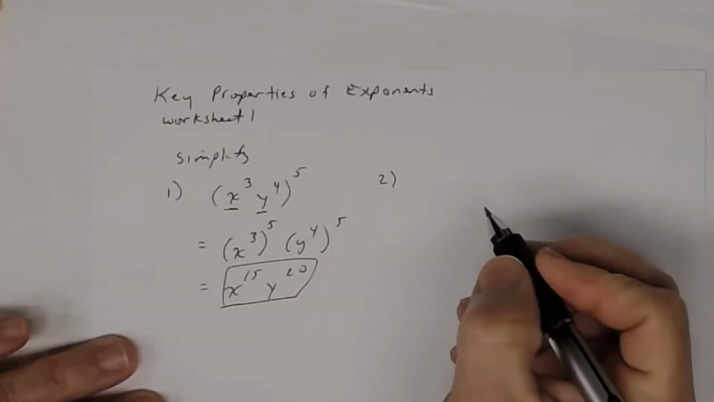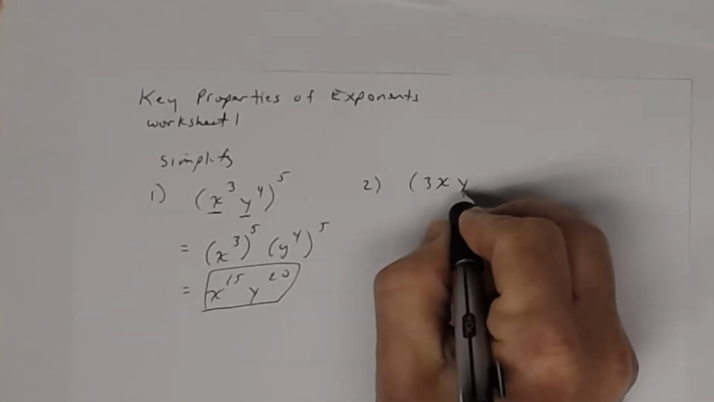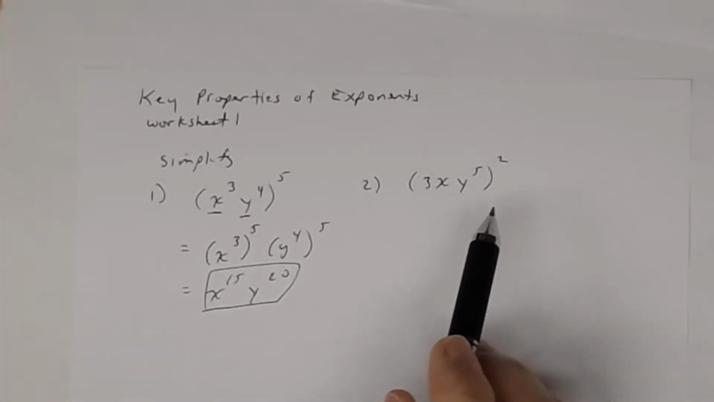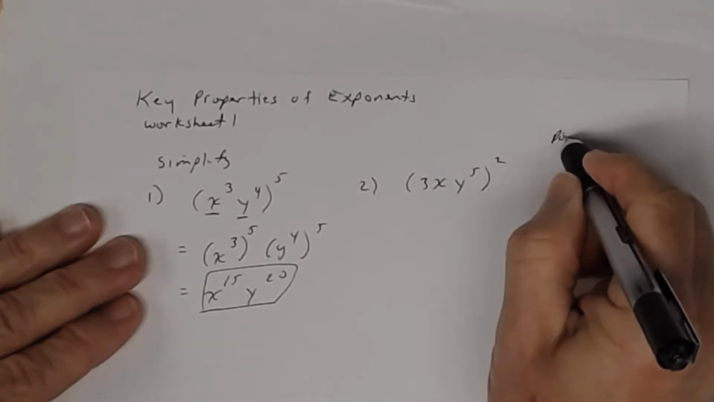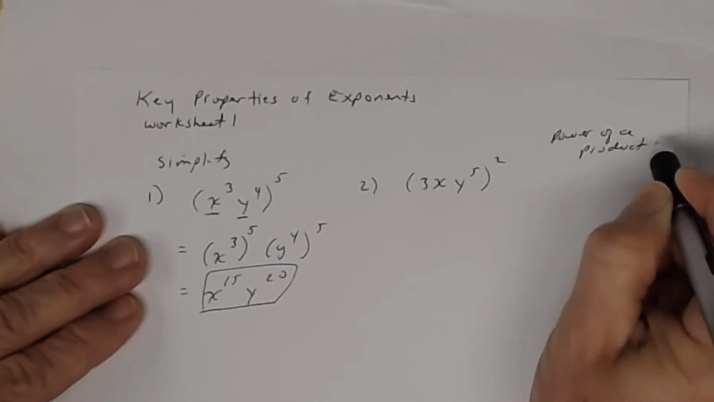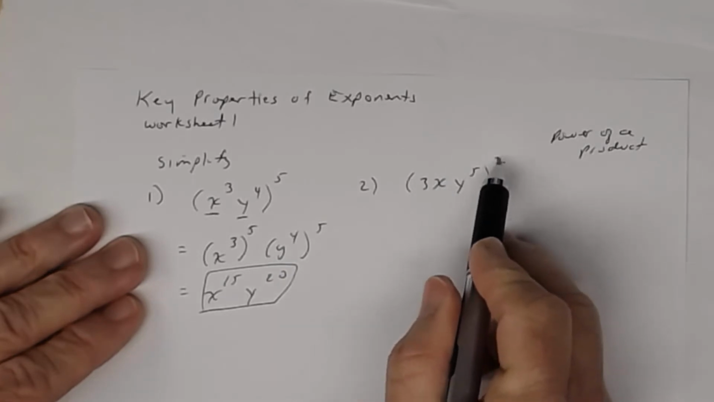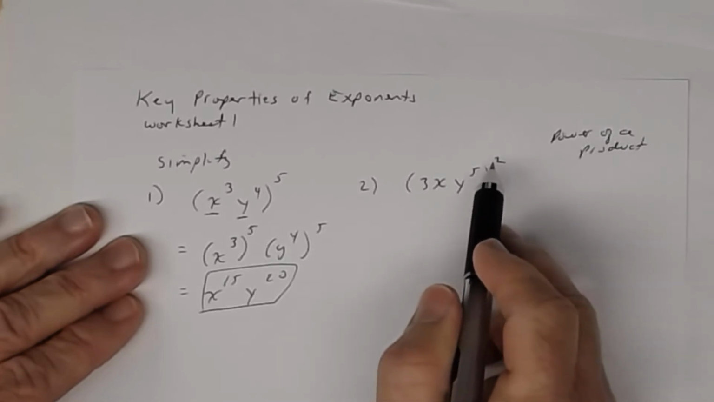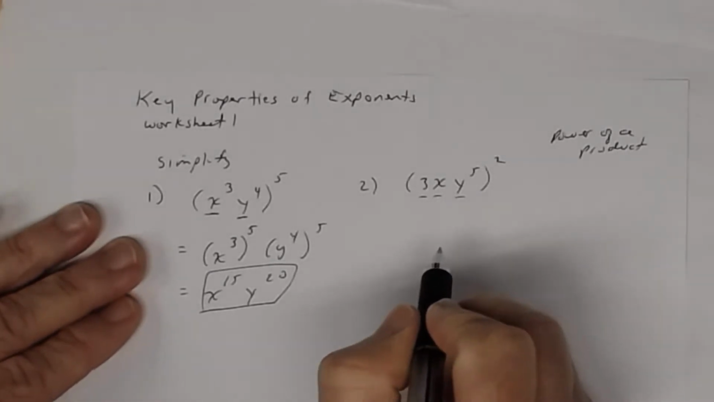Okay, the same idea for number two. If you look at number two, we have 3x y to the fifth raised to the second power. So again, I'm using the power of a product rule. You have this product in here, 3 times x times y to the fifth, and that's being raised to a power, to an exponent. According to the power of a product, I can take each of these factors right here and raise it to that power.